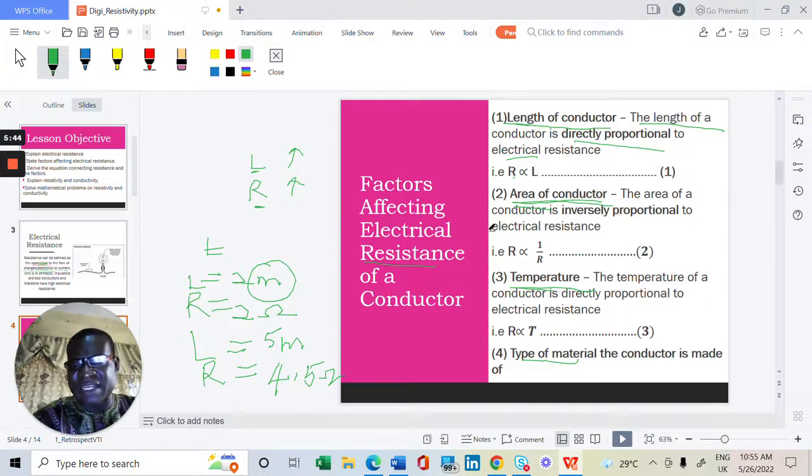So the opposite is the case, the reverse is the case. If the area of a conductor, let me say the thickness of a wire, is large, a wire with a very big thickness, then the electrical resistance will be smaller, because there is an inverse relationship between the area of the conductor and the electrical resistance of the conductor.